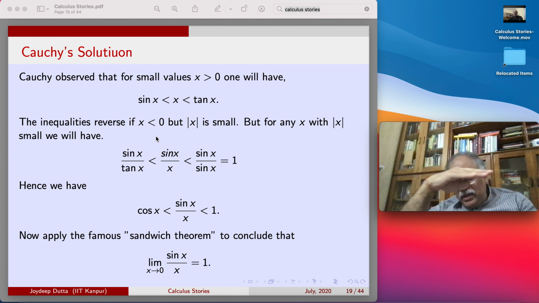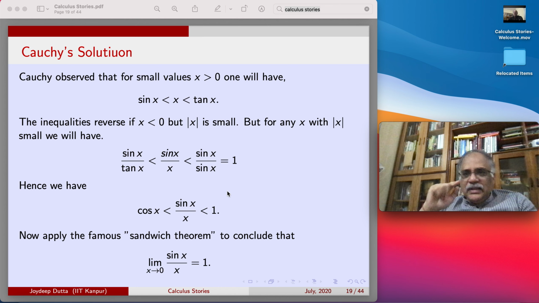But ultimately, for any x, whenever mod x is small, when you do these kinds of divisions using these facts, you will always get an inequality of this form. Just try it out at home. Sin x by tan x is strictly less than sin x by x, which is strictly less than sin x by sin x, which is 1. So this inequality will always come whatever your x. Cos x is strictly less than sin x by x, strictly less than 1.